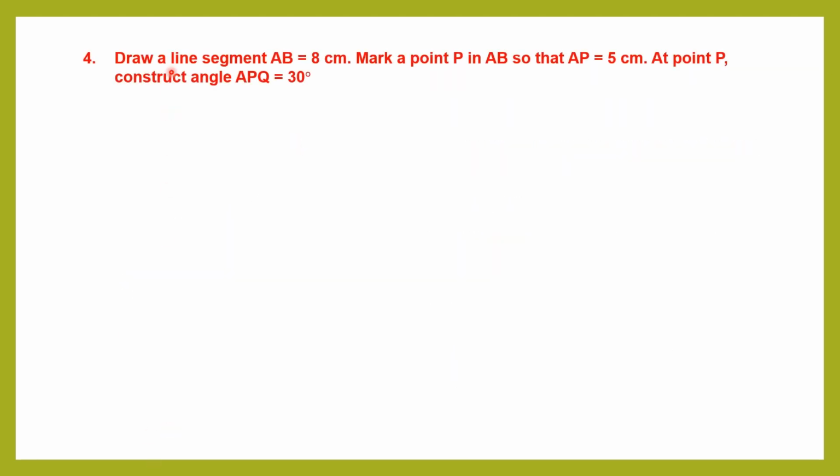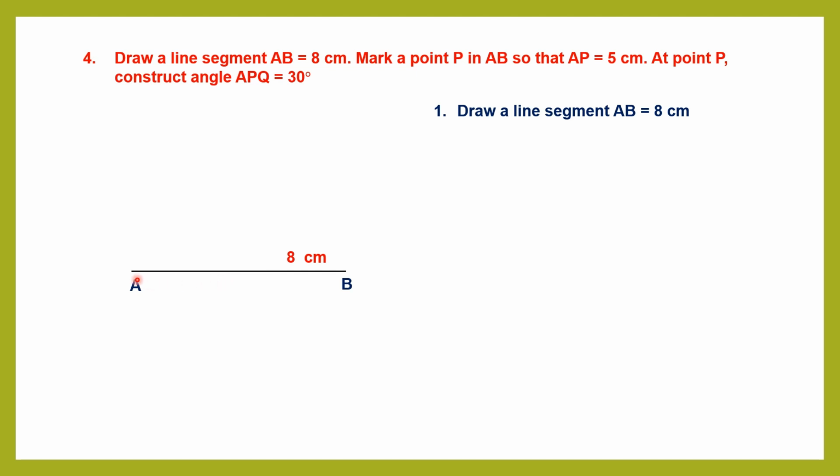4. Draw a line segment AB equals 8 centimeters. Let's do the first part; there are more parts to follow. First part is AB equals 8 centimeters. We have a line here AB and that is 8 centimeters. Mark a point P in AB, but you should see that AP is 5 centimeters. That means from A up to P, it should be 5 centimeters.